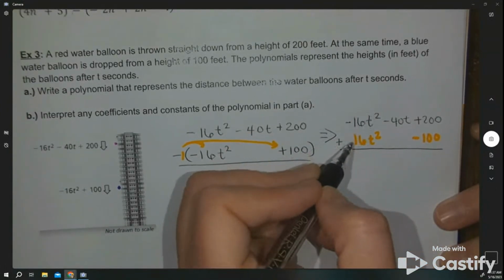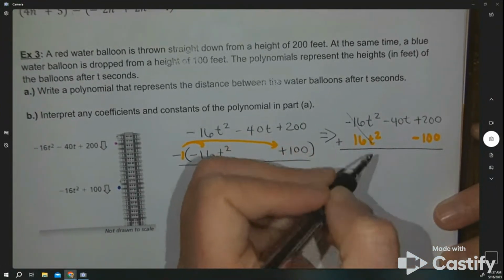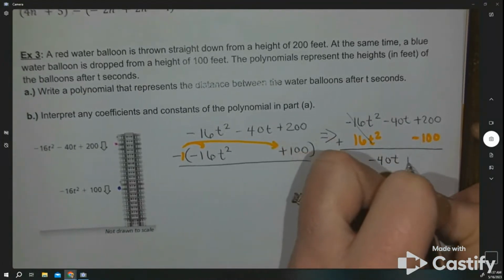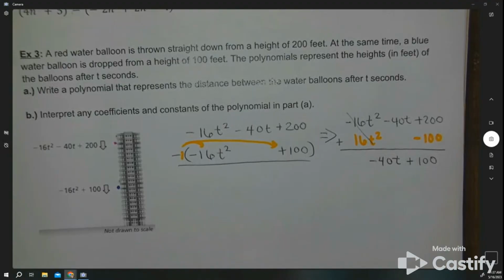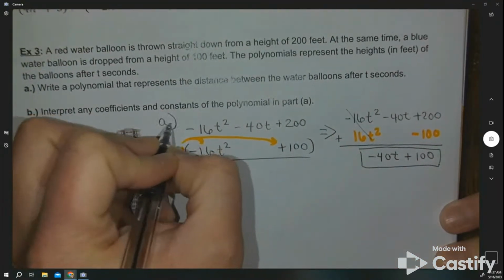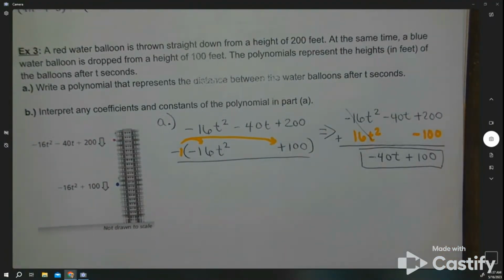So negative 16t squared plus 16t squared. Hey, look at that. That makes 0. Nothing to combine with this negative 40t, so we're going to bring that down. And then 200 minus 100 gives us positive 100. So the polynomial that represents the distance between them, that's this right here. I should label this was part A. So there's our polynomial that we're working with.